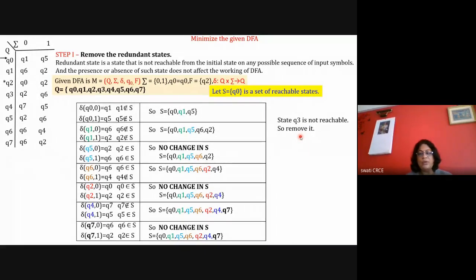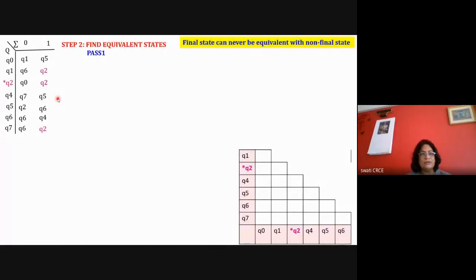Now the next step. I'm removing it, modifying my transition table, and deleting the state Q3 from here. In step 2 you have to consider the transition table without Q3. I'll go to the next page where I have removed Q3. In the table there is no Q3, and you consider this as input to step 2. The step 1 output is the input to step 2.